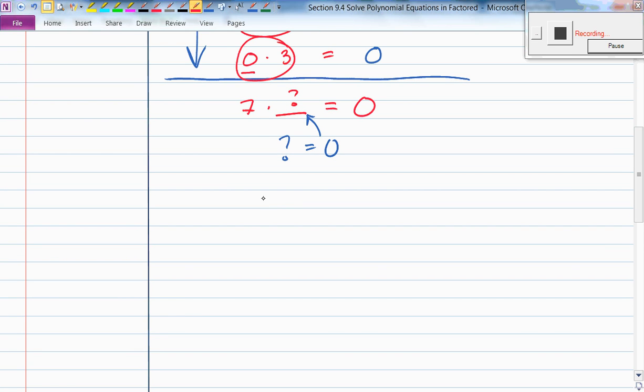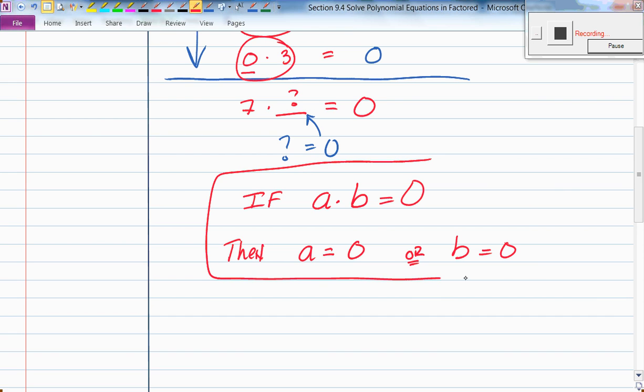Here's the property. If A times B is equal to 0, if 2 or more numbers multiplied are equal to 0, then tell me what has to be true. Then either A is equal to 0 or B is equal to 0.